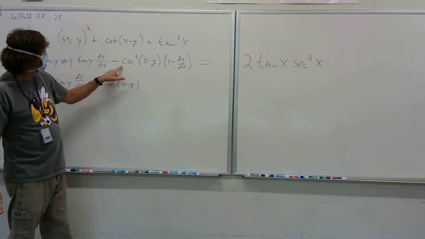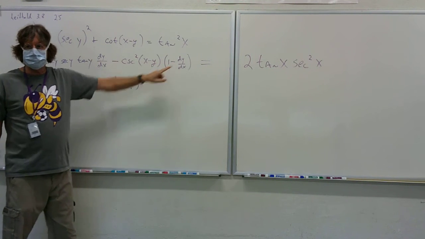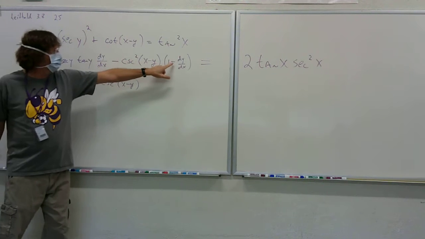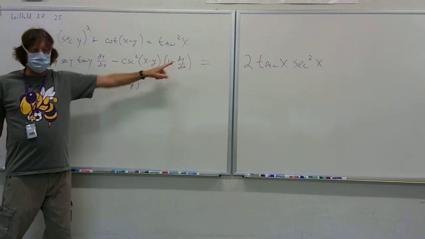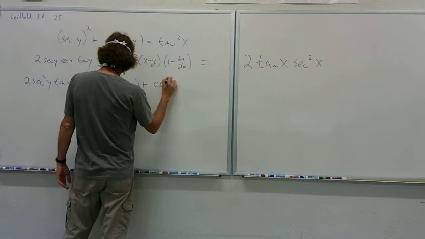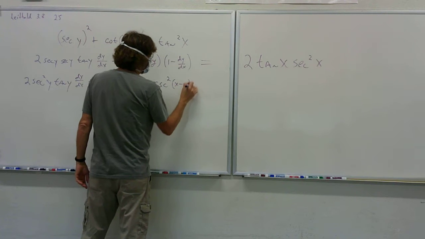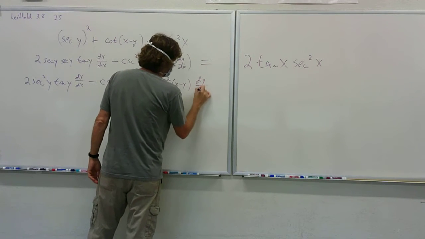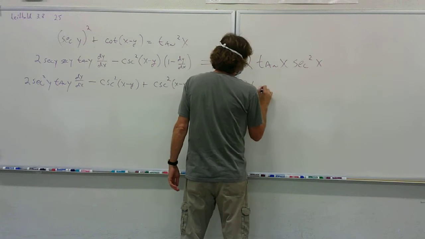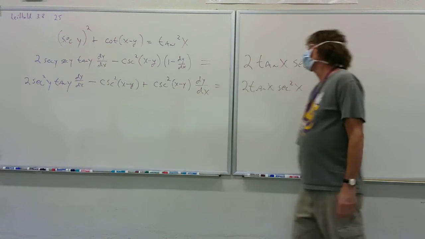Now, then I'm going to multiply it all times the what? Derivative. Negative right there. And so what? Negative times negative is going to make that positive. And then I'm going to get cosecant squared x minus y dy over dx equals 2 tangent x secant squared x.